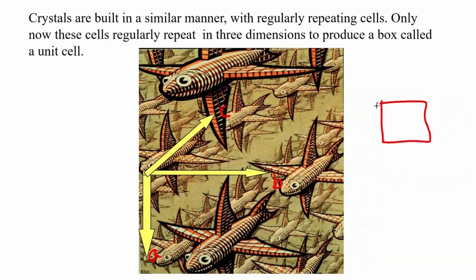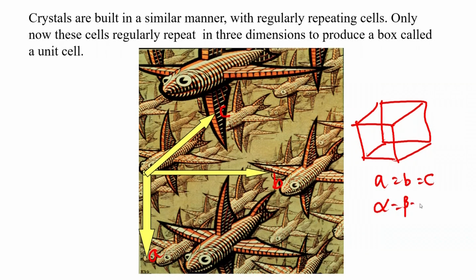So, the box can be like this with all 90-degree angles, and if A is equal to B is equal to C, and alpha, beta, gamma, the angles between these A, B and C, are 90 degrees, then we call this a cube. So, this will be one of the possible unit cells which we can have in a 3-dimensional description of the crystal structure. So, crystals can grow into cubic cells.